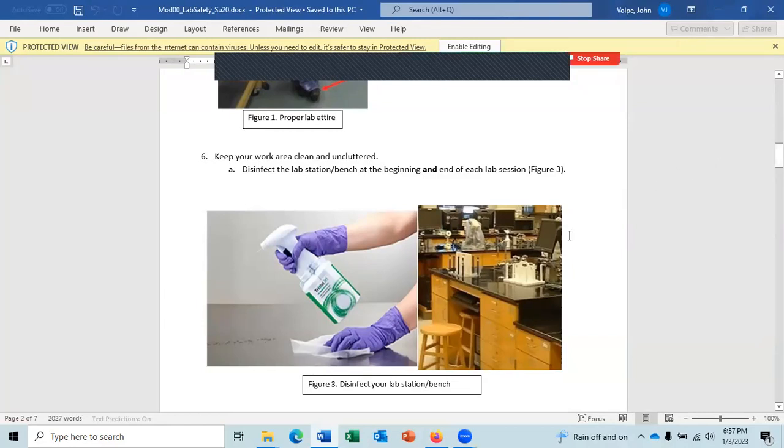You come to your lab bench area and you disinfect it with a disinfectant and wipe it down. We don't have a spray that would necessarily go everywhere. We have a stream, so you have to spread it around with the paper towels. And this is actually a picture of our lab, what it would look somewhat like.